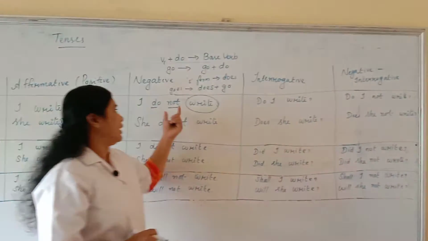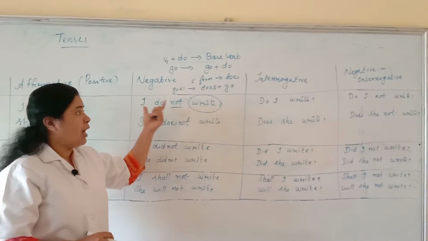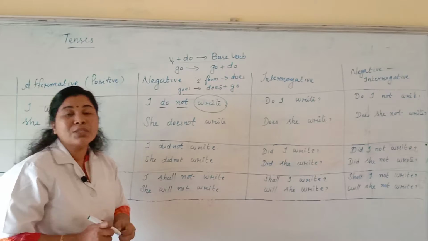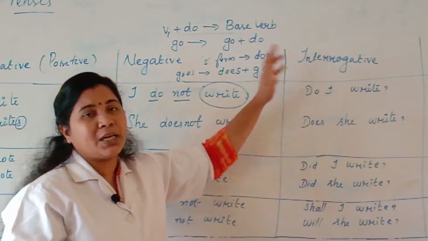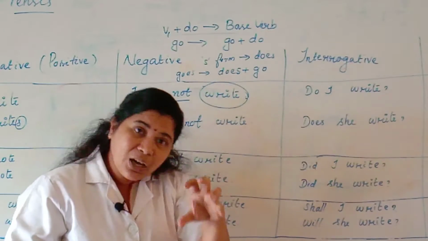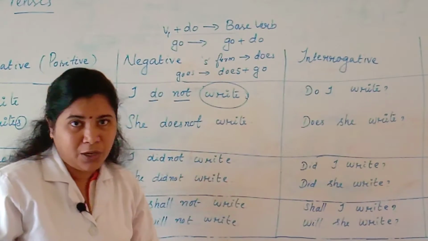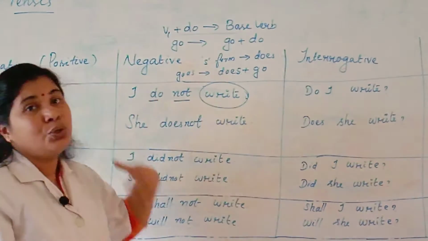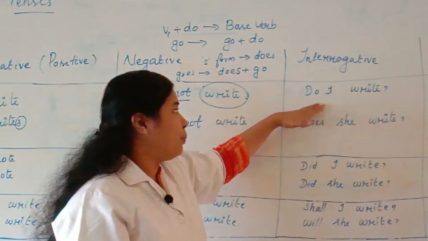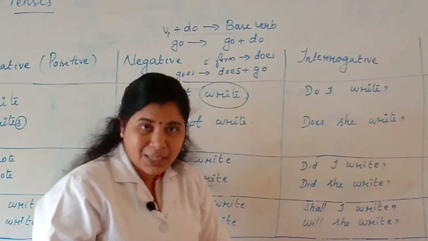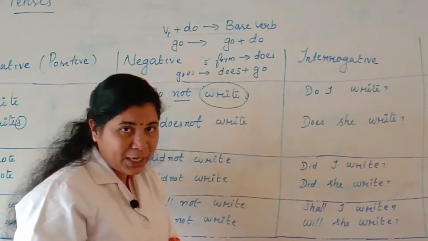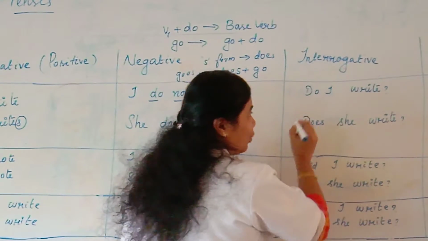We have already written the negative form and we got the auxiliary from the base verb. And here it is very easy to make interrogative. Take the auxiliary from the main verb. What is the auxiliary here? Do. So do plus subject plus verb. So auxiliary plus, how can we make interrogative? There is a pattern to make interrogative.